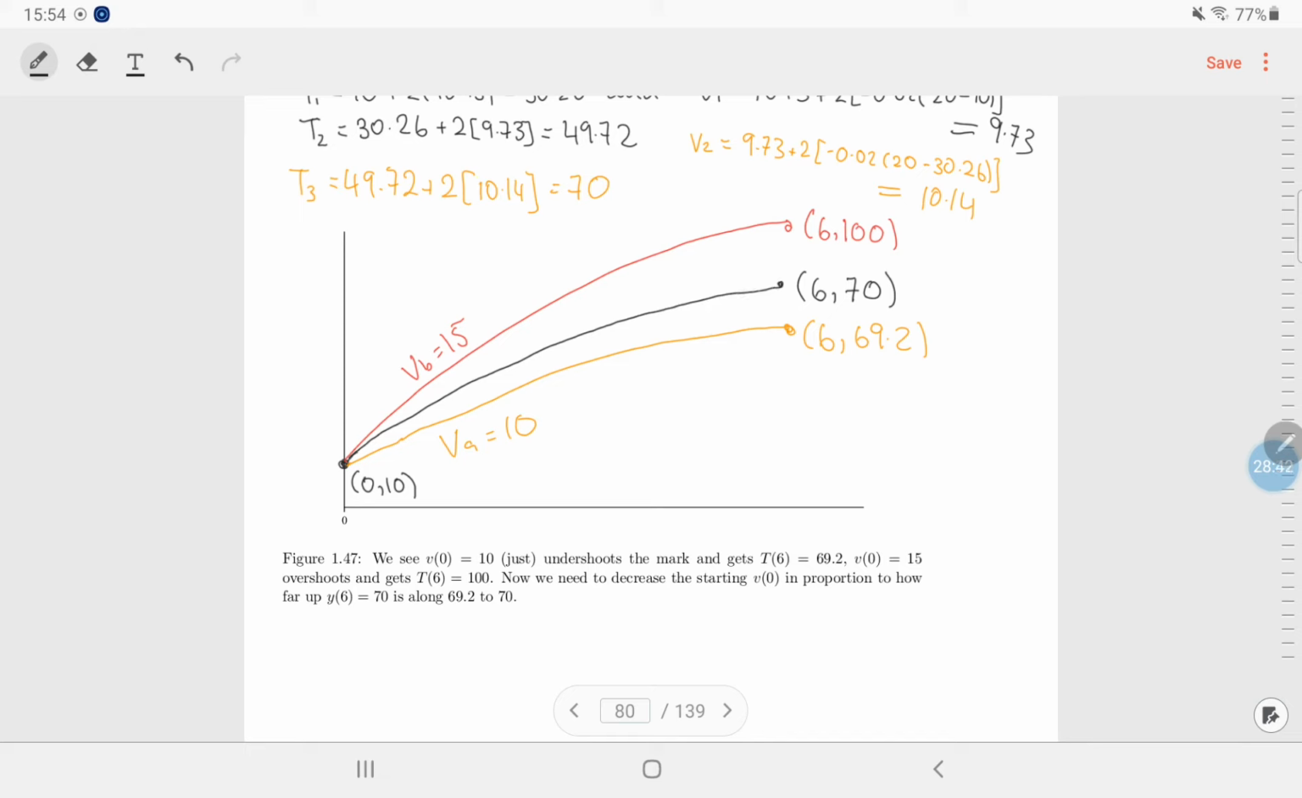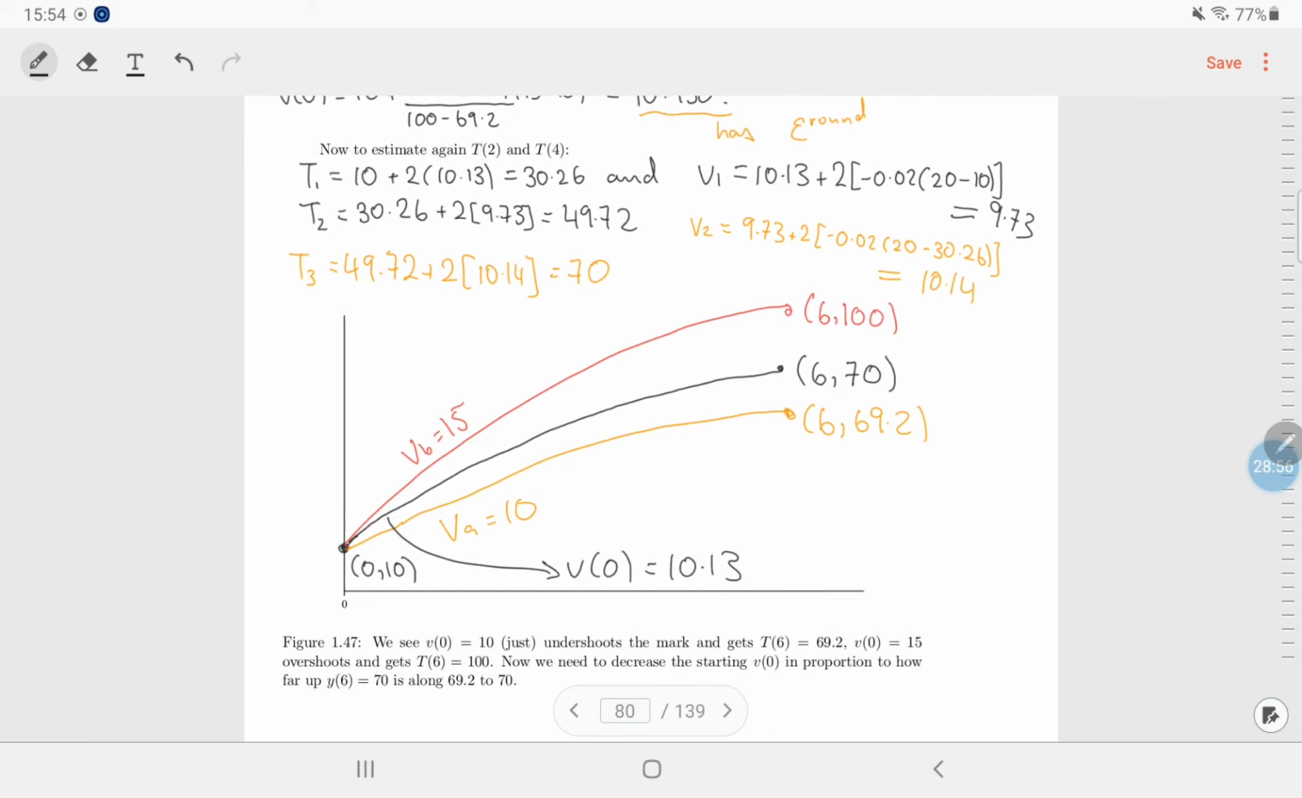Okay. Now we should put in some additional points here. So we can take this out. Let me do this. So this one uses V0 equal to 10.13. And where are the other points? So we calculated some other temperatures. Temperature 4, temperature 2. So we estimate temperature 2 is 30.26, and temperature 4, it was 49.72.